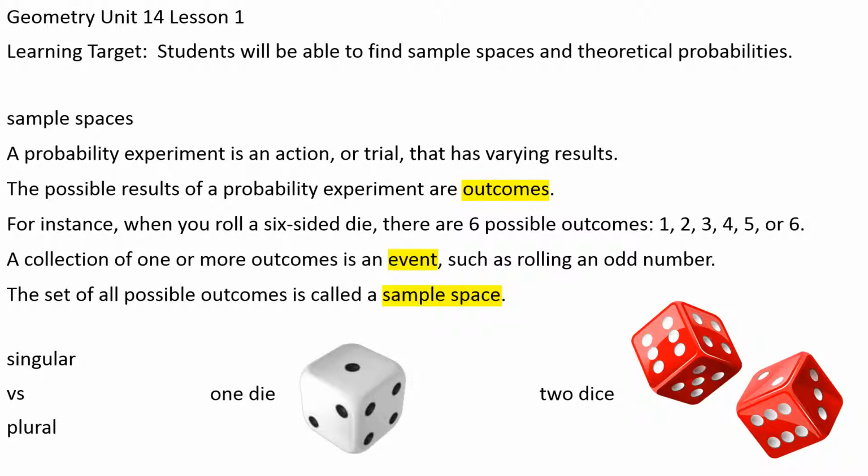This is just one of those little things that drives me up the wall. You can't roll one dice. All right, you can roll 2 dice, you can roll 3 dice, you can roll 4 dice. But if you roll 1, it's a die.